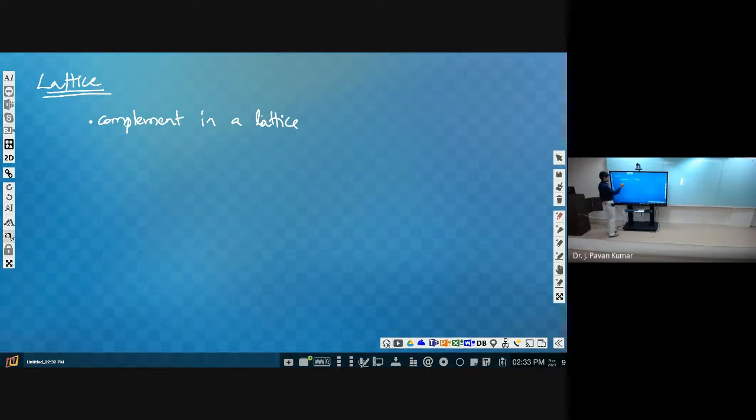For example, we have this as the lattice. Now it is a lattice, right? We have a greatest element and the least element, so it can be considered as a lattice. Now let us name these as A, B, C, D. What is the complement of one particular element? Let us say for A, what is the complement? A complement is what? That's what we have to find.